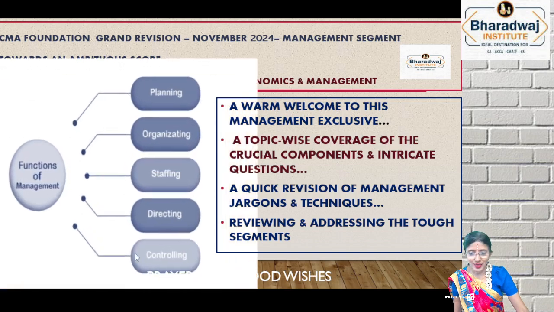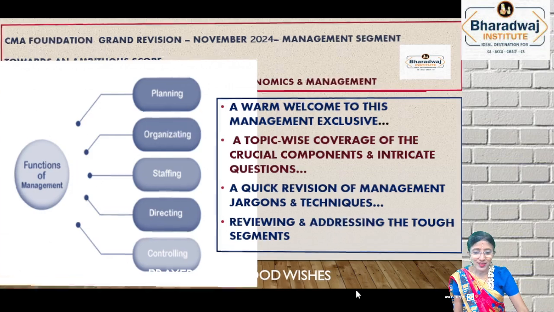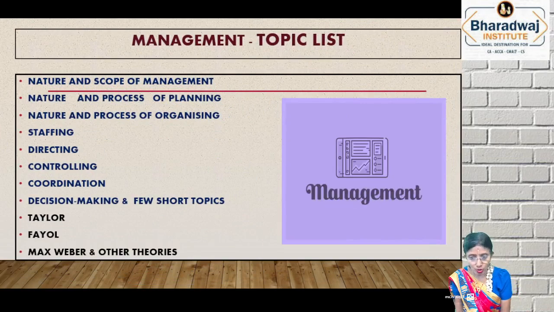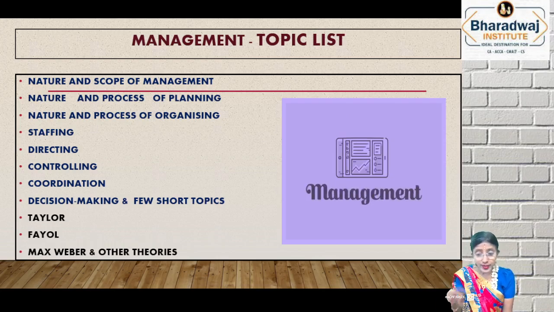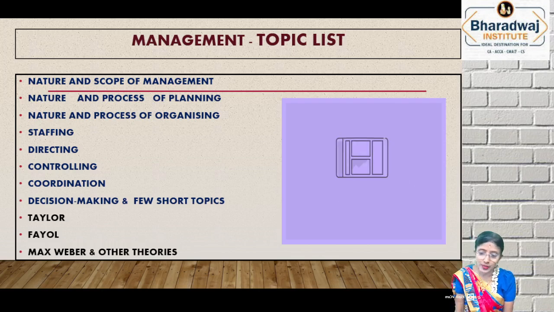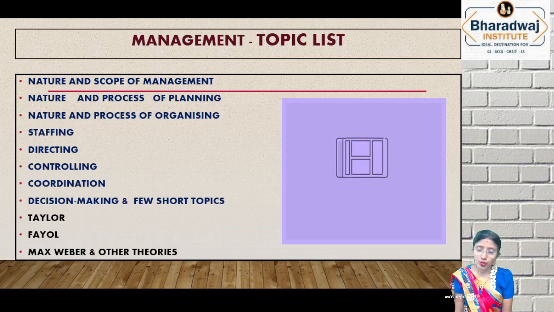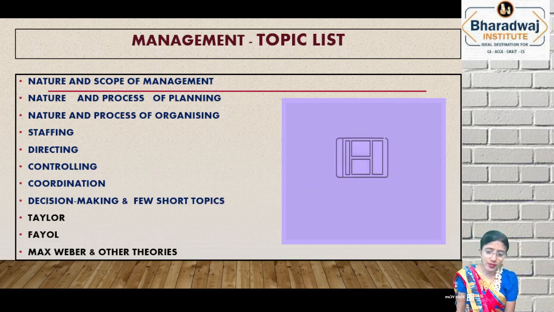Basically understand that the management syllabus is centered around elements of management. That's the main thing here. And the topic list, look at this: nature and scope of management, nature and process of planning, nature and process of organizing, staffing, directing, controlling, coordination, decision making, and you have a few short topics: Taylor's theory of scientific management, Fayol's 14 principles of management, Max Weber's theories, and other theories.